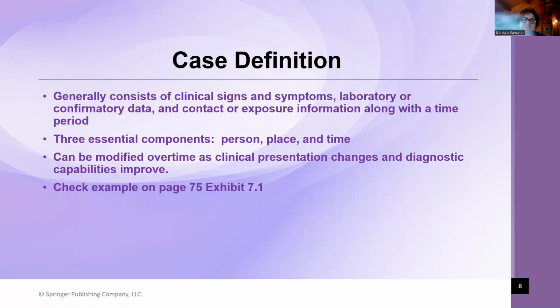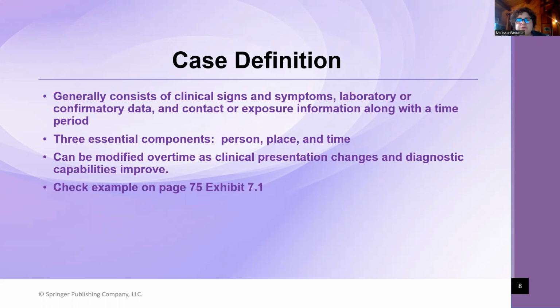So case identification: if we're going to surveil things, then we have to know how to identify it. Case identification generally consists of the clinical signs and symptoms, laboratory findings, confirmatory data, and contact or exposure information along with a time period. There are 3 essential components that include the person, place, or time, and it can be modified over time.